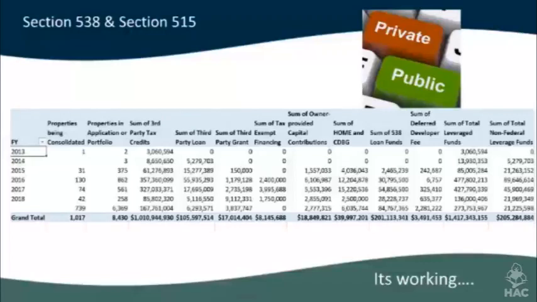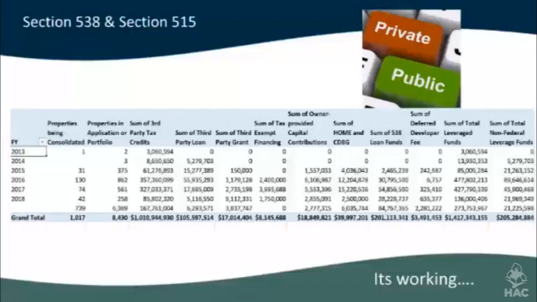Just since we started collecting data on this in 2013, we've preserved over 8,400 projects. Those are not units, those are projects with the combination of a 538 and a 515. So the program is working. They're working together.